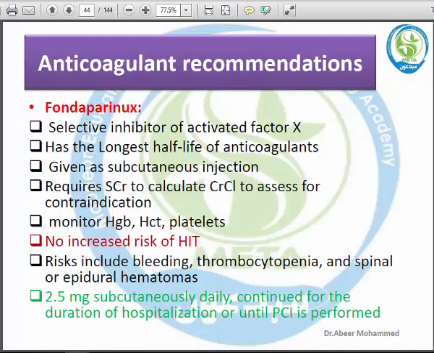Fondaparinux is a selective inhibitor of activated factor 10, has the longest half-life of the anticoagulants, so I expect a risk of bleeding. It is given as a subcutaneous injection, requires calculating creatinine clearance, and requires monitoring hemoglobin, hematocrit and platelets. But fondaparinux has the advantage of no increased risk of HIT.